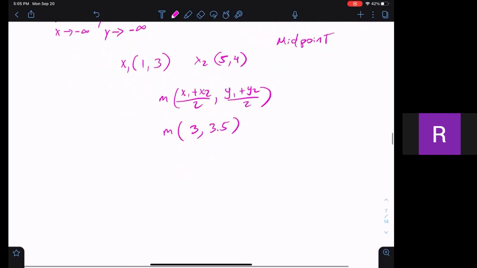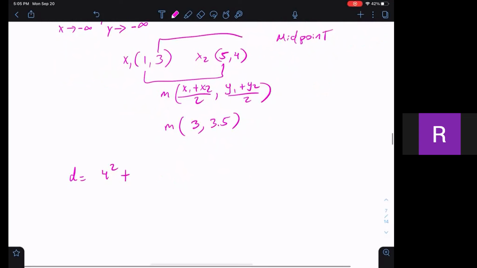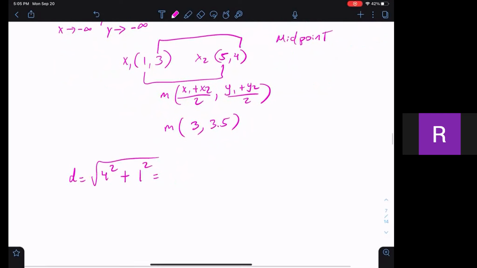If they want you to find the distance, what is the distance between two points like these two? You can think about the distance formula as the Pythagorean theorem, okay? What is the distance from 1 to 5? That's 4 squared. What is the distance from 3 to 4? 1 squared. So the distance should be the Pythagorean theorem of that, right? So that's going to be the square root of 17.